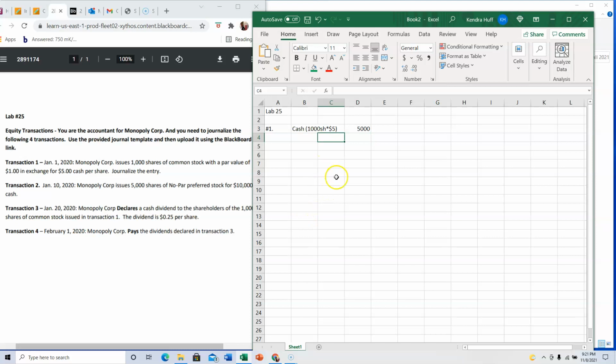Okay. The credit is going to be to common stock, and the most they can put into the common stock account is the par value. If it has a par value, that's the most you put into the account. So that's going to be $1,000 times the $1 par.